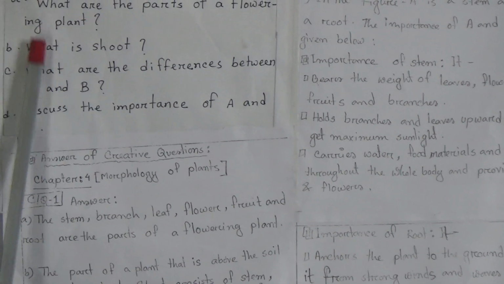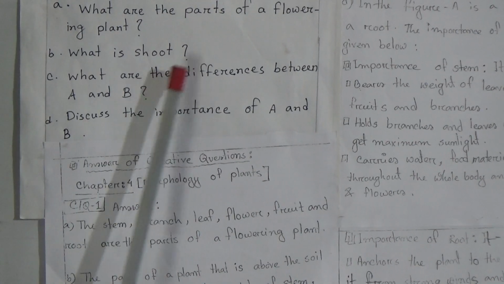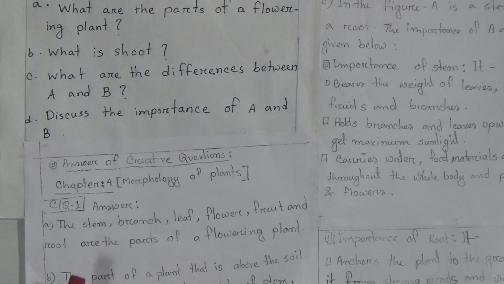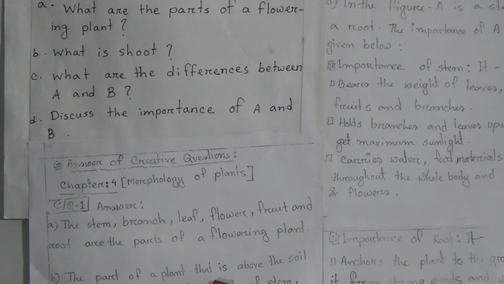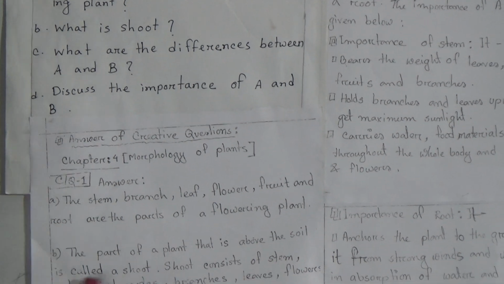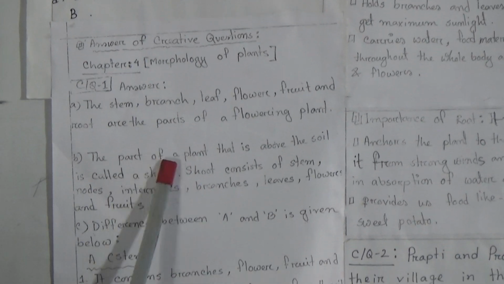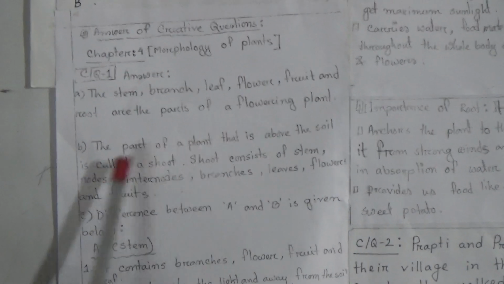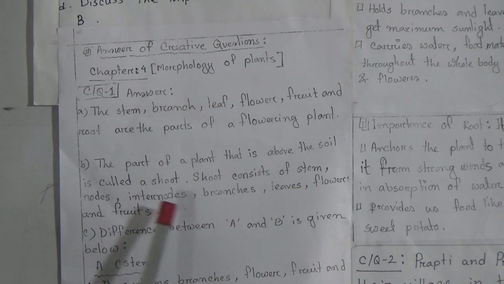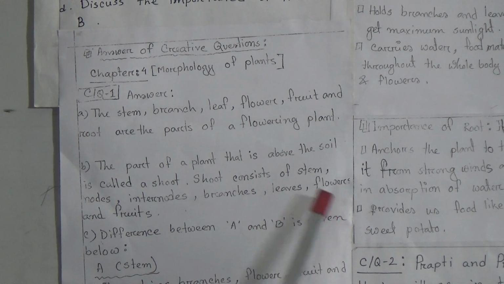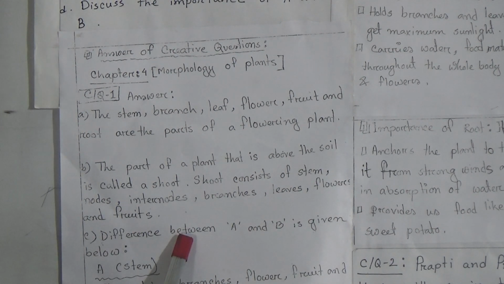Now question number B: what is shoot? Dear students, from the chapter we know the part of a plant that is above the soil is called shoot. Shoot consists of stem, nodes, internodes, branches, leaves, flowers and fruits.